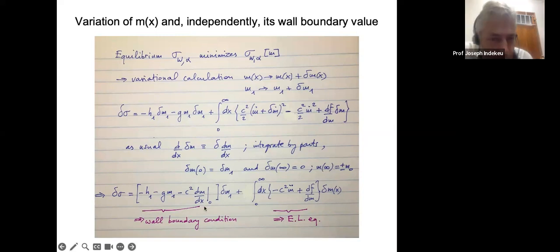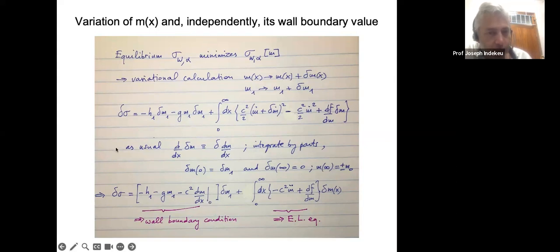But the first one, the coefficient here vanishing, coefficient of delta m1 vanishing, gives us the wall boundary condition. Okay? And that tells us that there is a relationship between the derivative of the profile at the wall and the surface field and the surface enhancement and the value of the profile at the wall. Okay? So that relationship, that equation is a boundary condition that relates the derivative to the function at the wall.